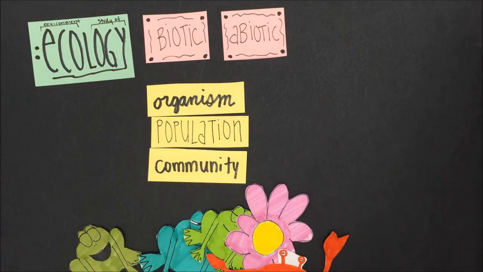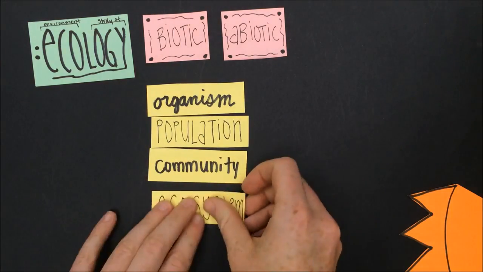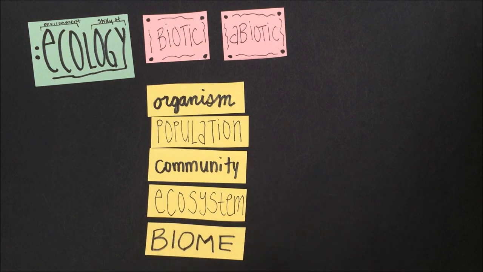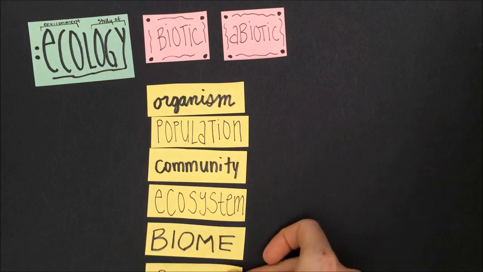If we look at this community and we add in non-living factors, like the sun, we're looking at an ecosystem. A biome is a general area of Earth that has a lot of similar ecosystems that exhibit similar patterns in plant and animal adaptations as well as weather. And the biosphere is the part of Earth that supports life.